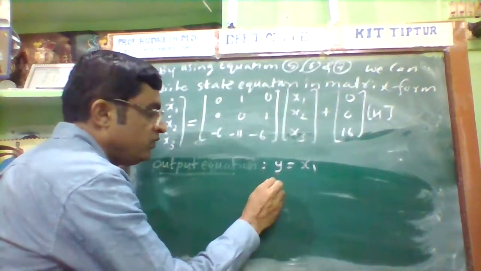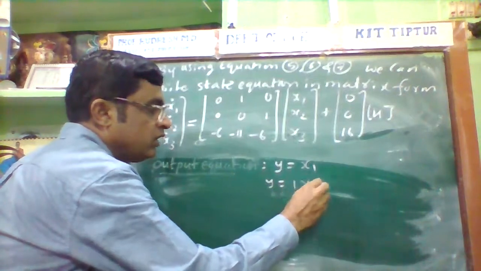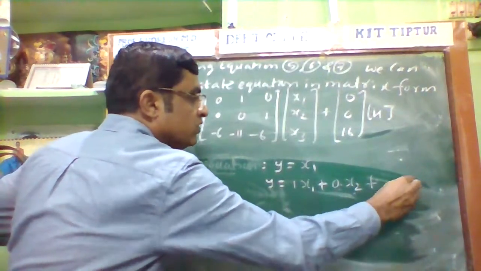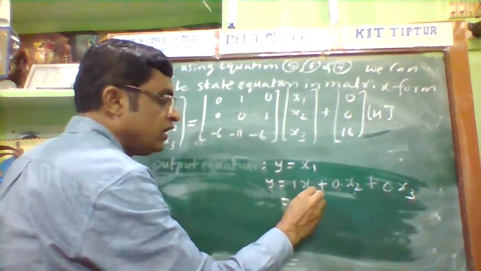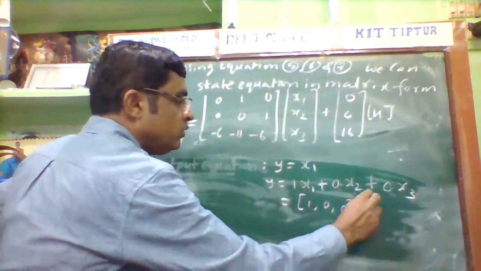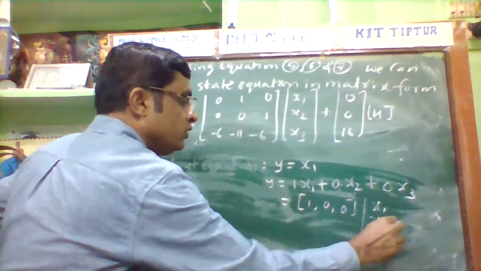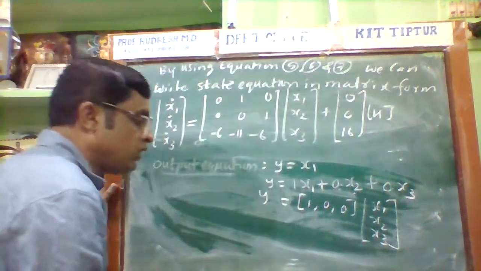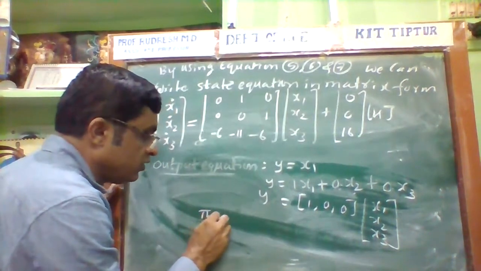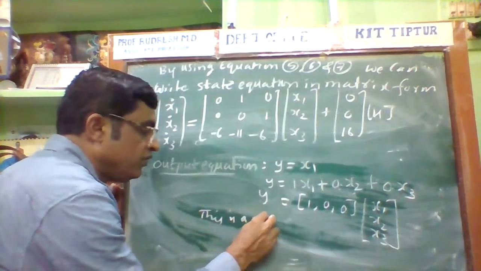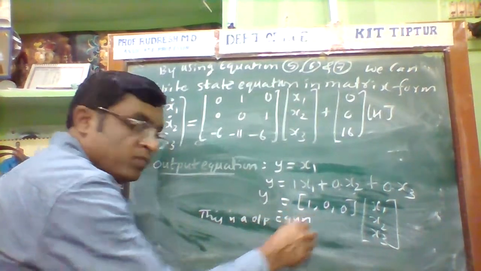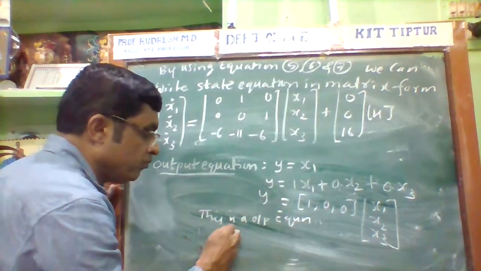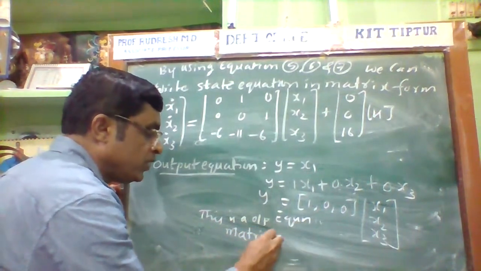Therefore, what is y? It is 1 into x1. There are 3 state variables; the other 2 variables' values are 0. Therefore, 0 into x2, 0 into x3. This can be written as 1, 0, 0 into x1, x2, x3. Now this is the output equation in matrix form.